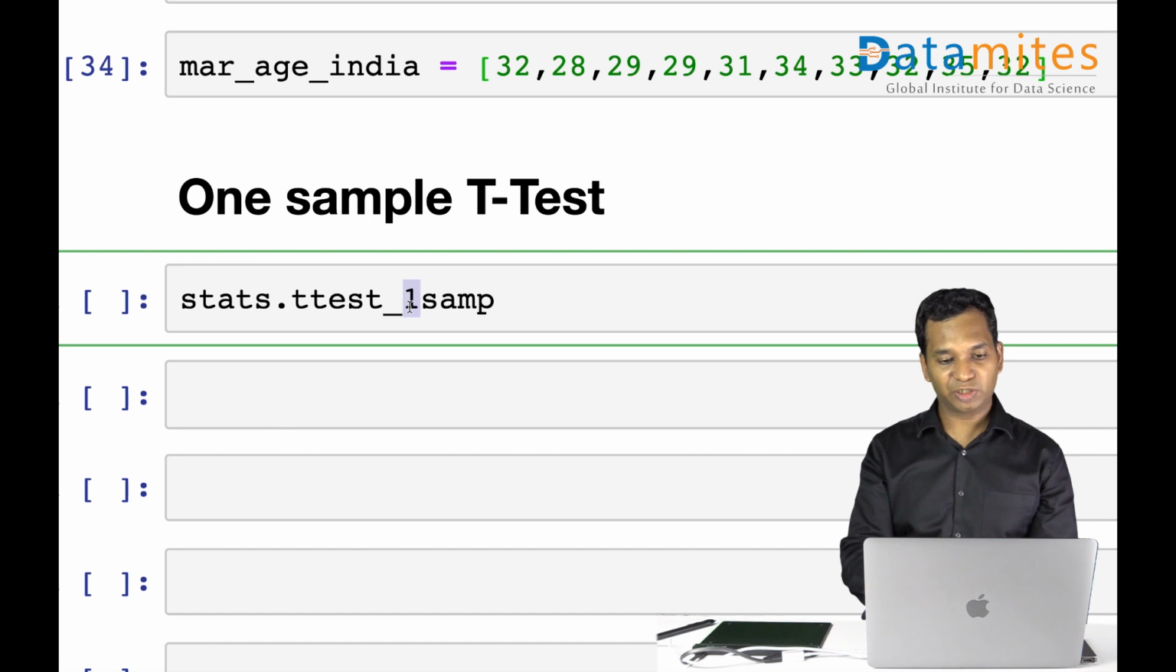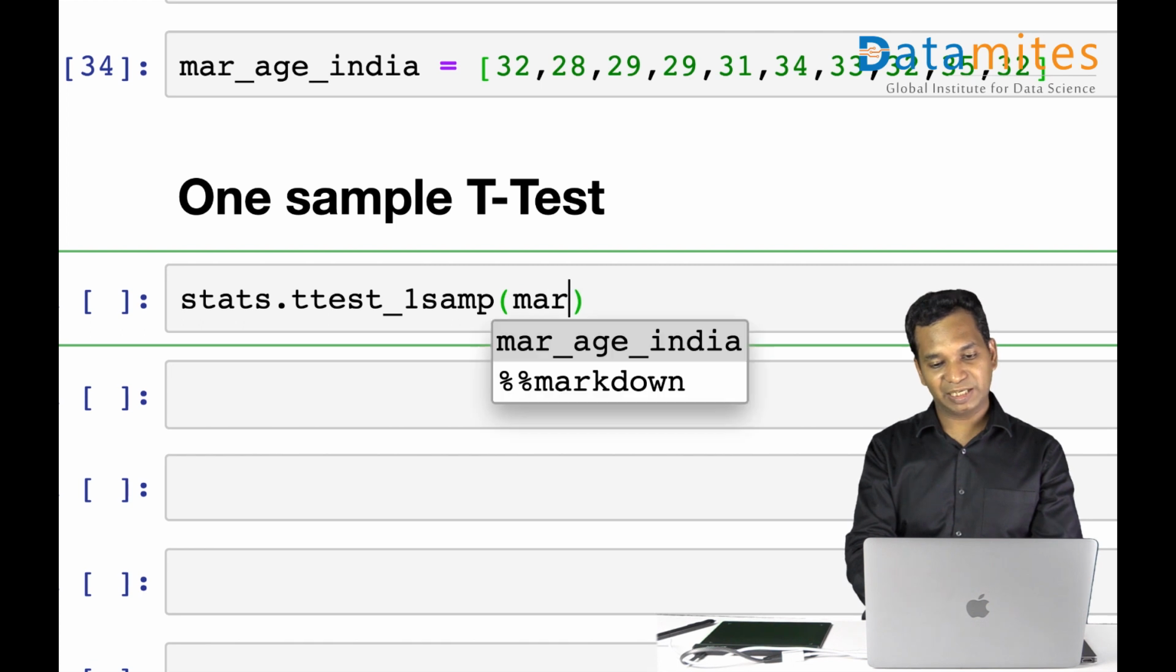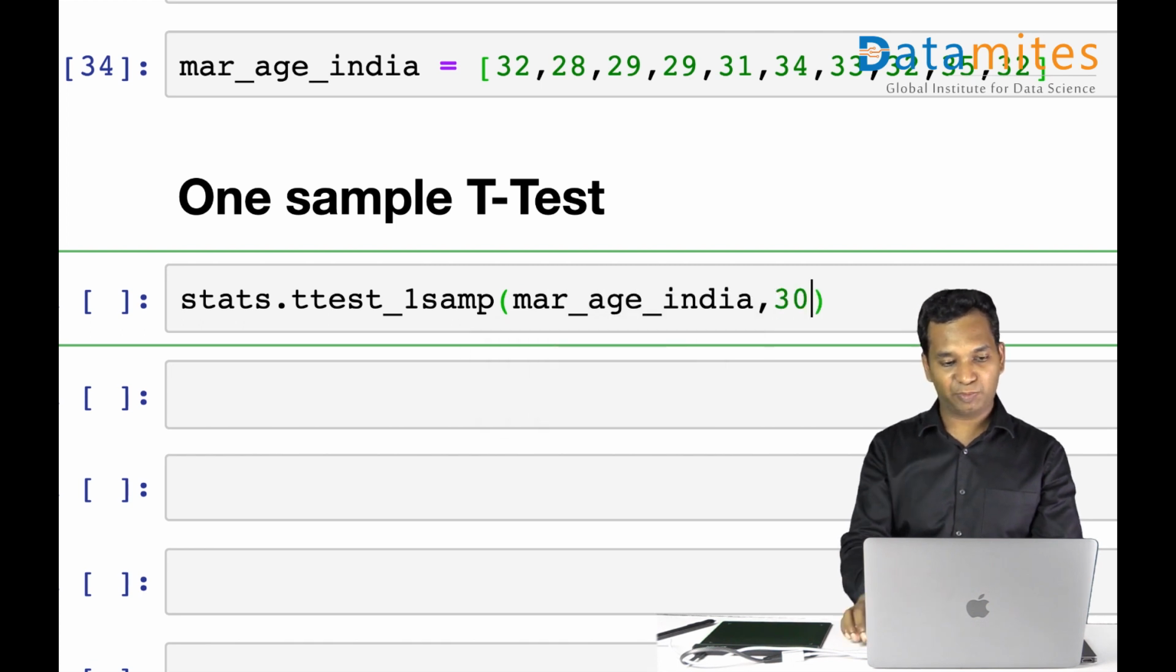So this is one. If you're trying to copy from my video, just make sure that this is not L, this is one. Most people make that mistake. It's ttest underscore 1samp. I'm going to pass my marriage age India and then pass 30, the hypothesis mean.